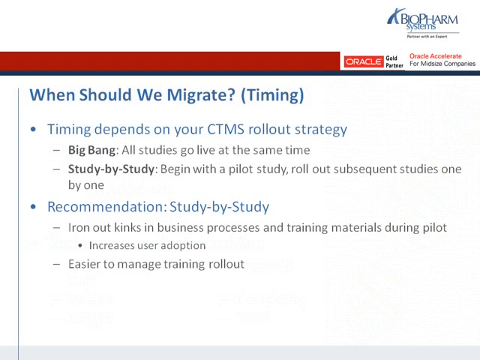Big bang migrations are when you decide to move all the studies that you've selected for migration at the same time, and you push a button and migrate them over all together. This would make sense if the users of the system are also getting trained in a big bang deployment. So if your entire clinical operations group is getting trained in the same week, and then they're going to be live in the new system, and there's a directive to do that, then that big bang migration makes sense.